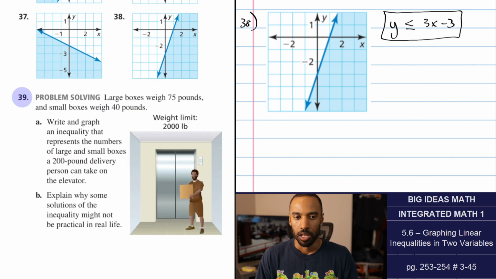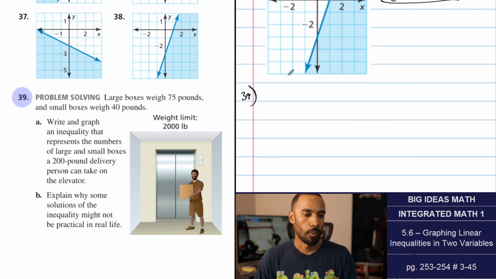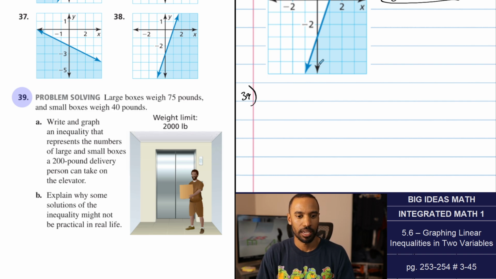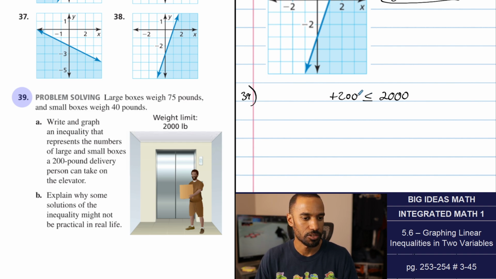Parts A and B. Large boxes weigh 75 pounds, and small boxes weigh 40 pounds. Write and graph an inequality that represents the numbers of large and small boxes a 200-pound delivery person can take on an elevator. The weight limit is 2,000 pounds. We cannot exceed 2,000 pounds. We must be less than or equal to it. The weight of the 200-pound individual also has to be factored into this.